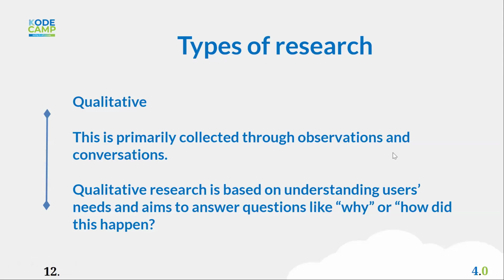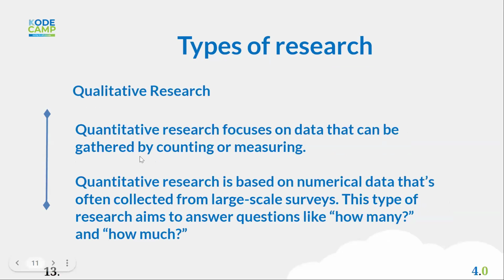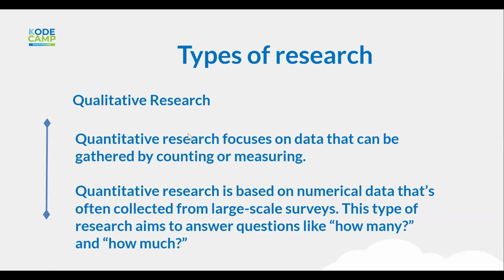Qualitative data answers questions like why and how did that happen? It helps you get in-depth knowledge on what your users are facing. They also have quantitative, which has to do with numbers. It is data that is collected by counting or measuring.